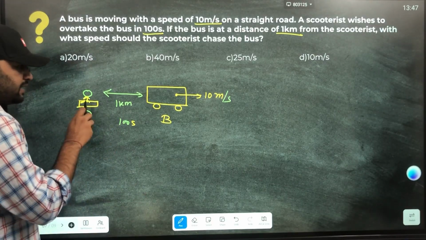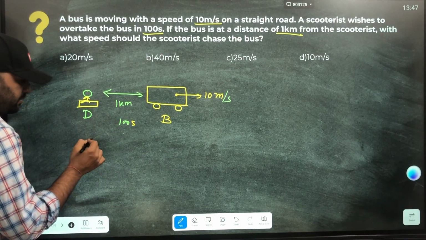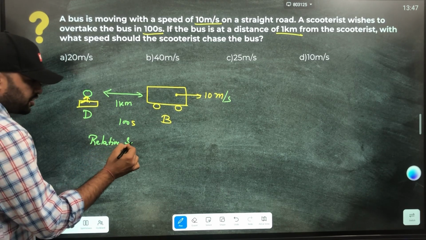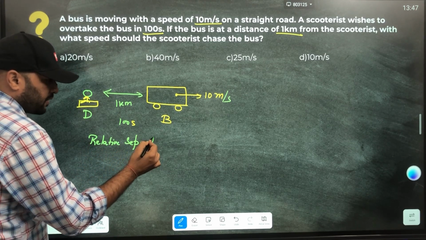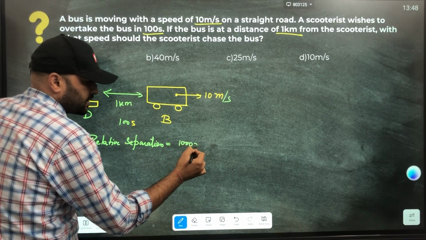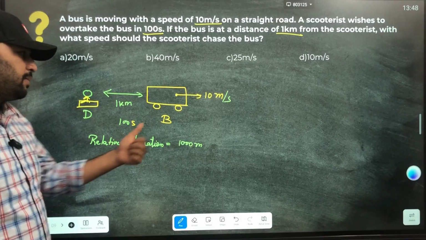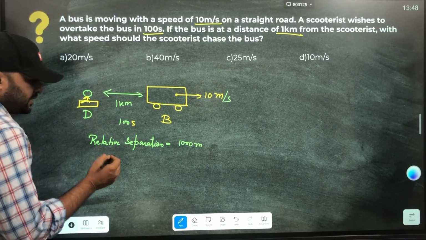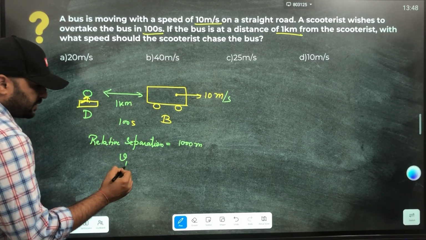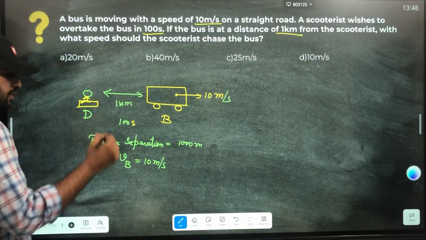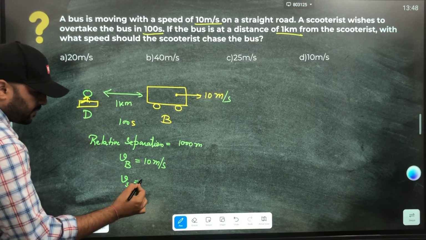So what is happening here is the relative separation. Relative separation is how much? 1 kilometer, which is 1000 meters, right? Relative separation between the bus and the scooterist is 1000 meter. Great. What is the speed of the bus? Speed of the bus is 10 meter per second. Speed of the scooterist, sir, we don't know. We are looking for that.